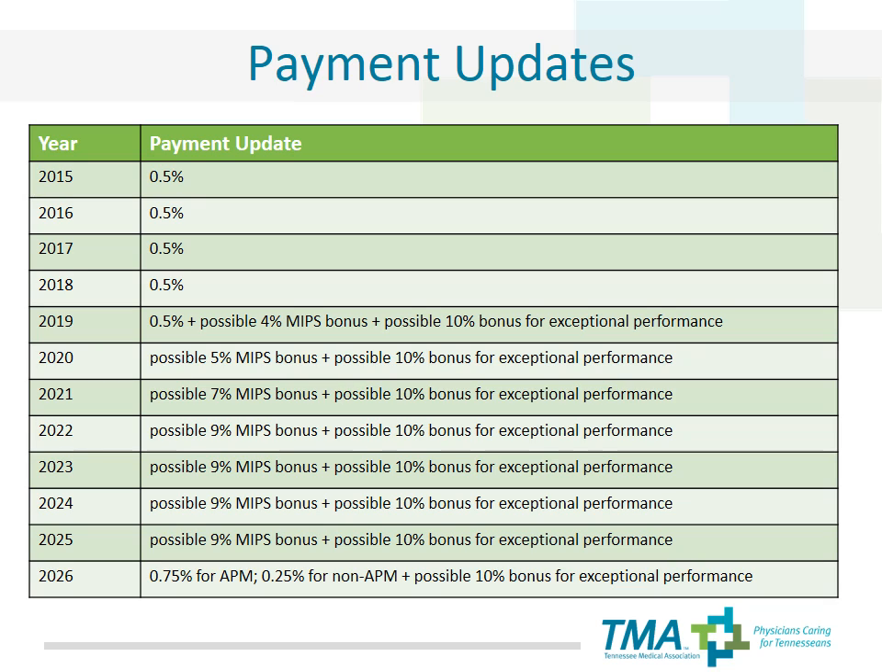Reimbursement under the MIPS program would still be fee-for-service. Physicians could be eligible for up to 4% bonuses or penalties in 2019, with those percentages increasing up to 9% from 2022 to 2025. Additional bonuses of up to 10% are possible for exceptional performance, with $500 million of Medicare funds set aside each year for that purpose.